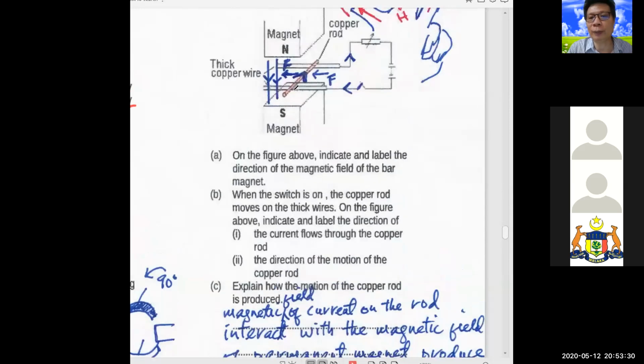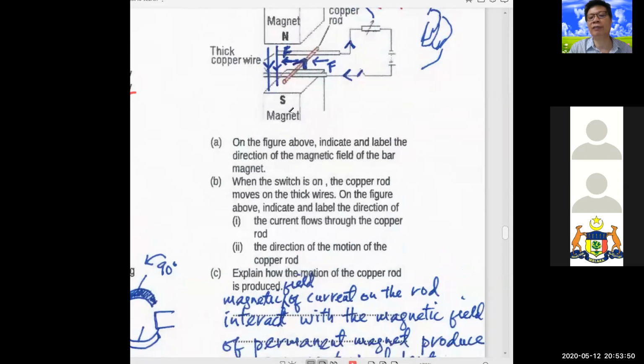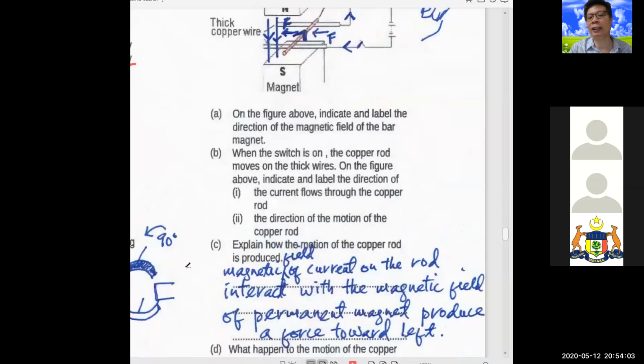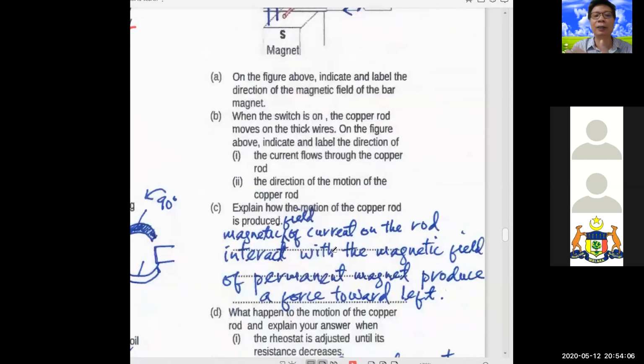When current flows through this wire, don't forget, surrounding the wire there is one magnetic field. This is the magnetic field by current. And this is the magnetic field by permanent magnet. These two magnetic fields clash, so they interact. So once the two magnetic fields interact, automatically they will produce a force. Okay, so you just give the answer like that. Magnetic field of current on the rod interacts with the magnetic field of permanent magnet, it can produce a force, and the force is towards the left. This is based on Fleming's left hand rule. We say go to the left side.